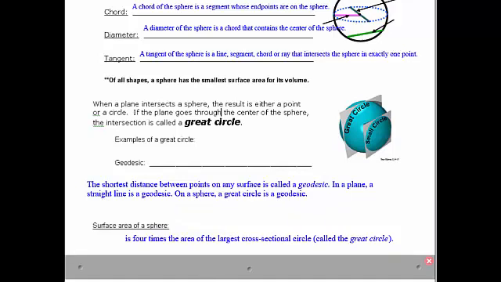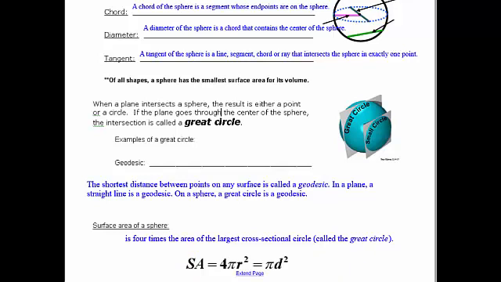The surface area of a sphere is 4 times the area of the largest cross-sectional circle, called the great circle. So it's 4 pi r squared, which can also be written pi d squared.